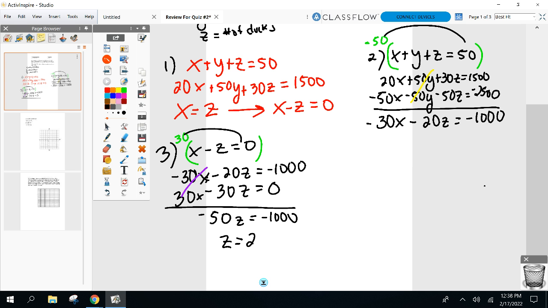z equals 20. And guess what? You're not getting any decimals tomorrow either. It's whole numbers tomorrow. Whole numbers.